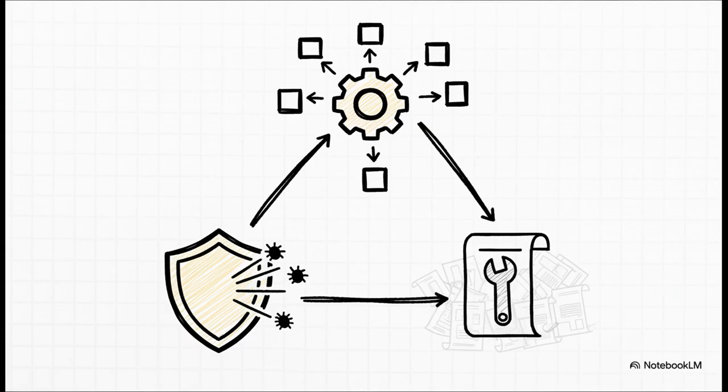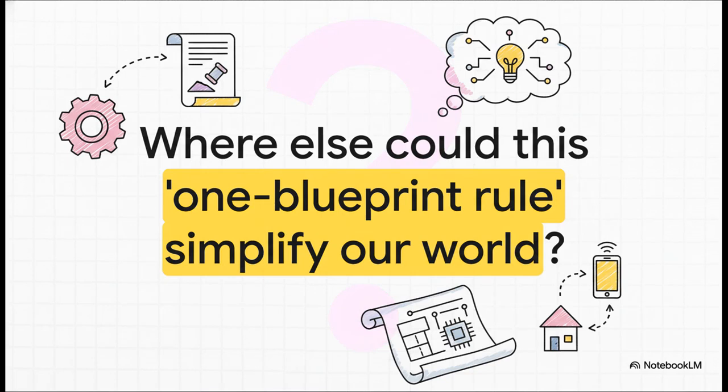It's just simpler. The crazy thing is, once you see this master blueprint pattern, you'll start noticing it everywhere, from how cars are manufactured to how legal contracts are written. It's this fundamental way of solving complex problems in an elegant way. So that leaves us with a final question to think about. Where else could this one blueprint rule simplify our world?